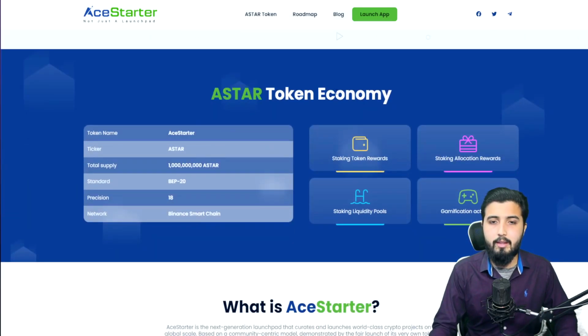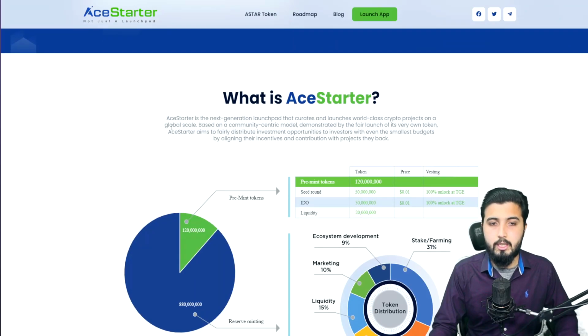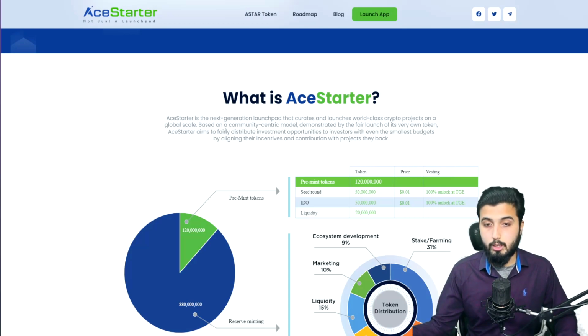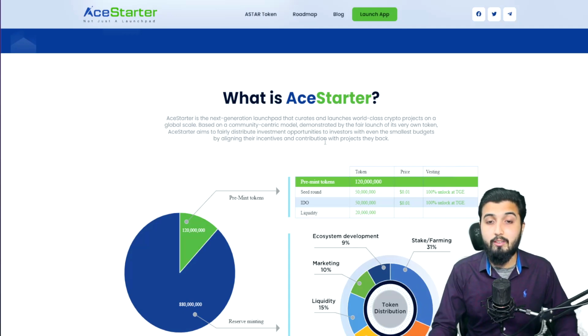Now this is the roadmap and the tokenomics. ACESTARTER is the next generation launchpad that curates and launches world-class crypto projects on a global scale, based on a community-centric model demonstrated by a fair launch of its very own token, because they're going to have the whitelist and the IDO of their very own token. ACEStarter aims to fairly distribute investment opportunities to investors with even the smallest budgets by aligning the incentives and contributions with the projects they back.